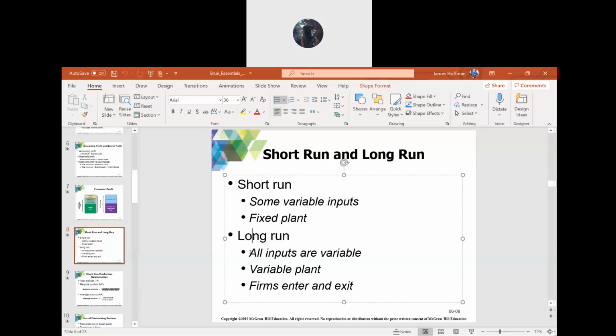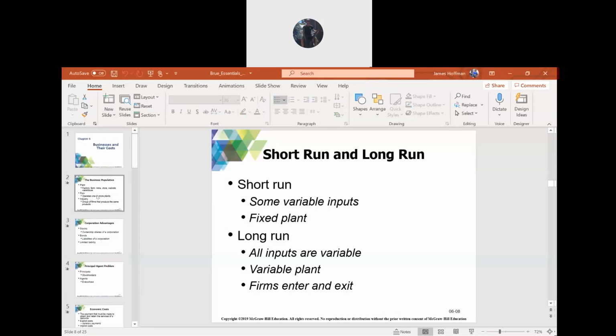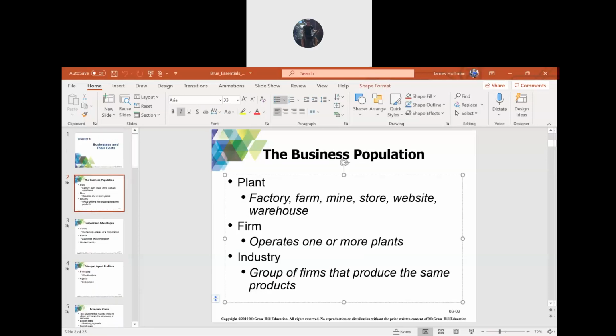Now, in the long run, everything can be changed. So in the long run, you can build a new factory. You can start a new farm. You can build a new website. You can construct a new warehouse. You can make any of these changes in the long run. But in the short run, these things are fixed.